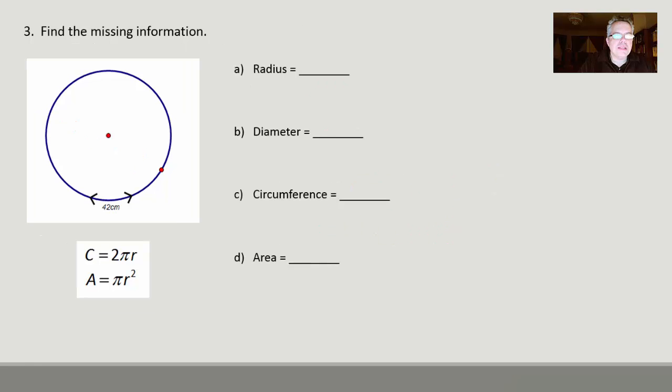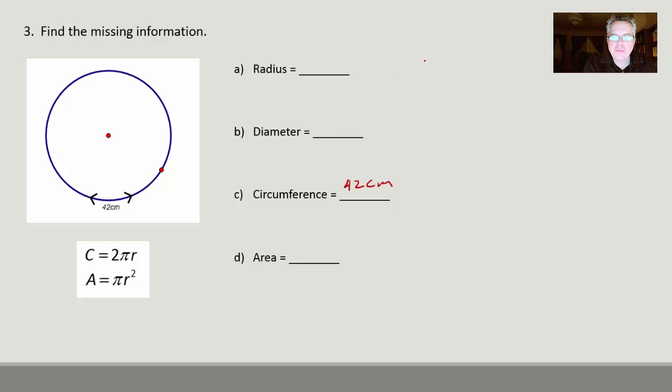All right. This is not so bad, but it is a little bit harder. This time we're given the circumference. That's what this means. So that means the circumference is 42 centimeters for this circle. So let's fill in what we know. On problems where we're given the circumference or the area, usually we have to find the radius. And once we have the radius, we can get the others.